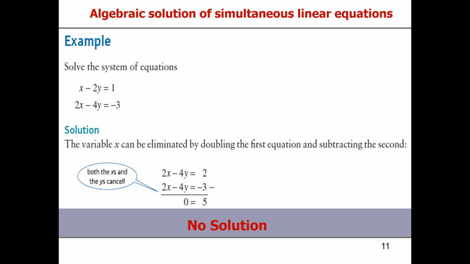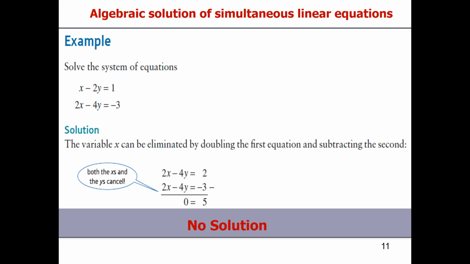Here we have one more example. Solve the system of equations. Now we are going to use also the elimination method by eliminating x. So if you multiply the first equation by 2, then we will get 2x minus 4y equals 2. This is the first equation after multiplying by 2, and this is the second equation. We write it as it is.